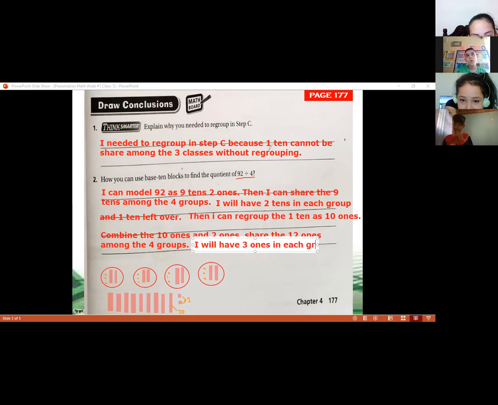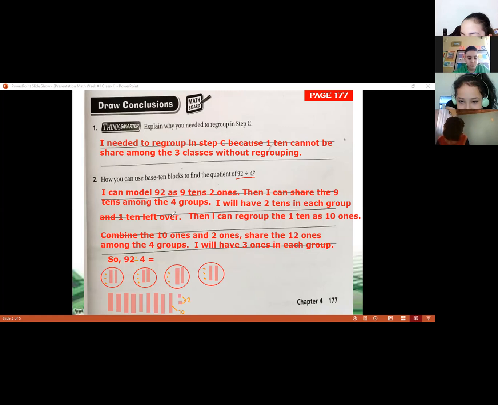It's a long answer, class, this one. So I will have 3 ones in each group. So now, let's write the complete answer. So here I'm going to write the answer. So the 92 divided by 4, 92 divided by 4 is equal to what? What is the answer of 92 divided by 4?